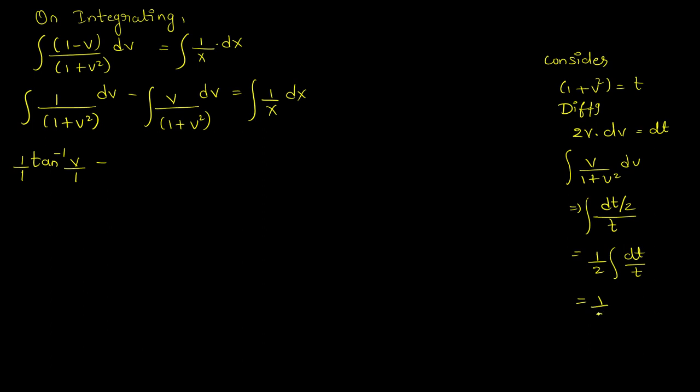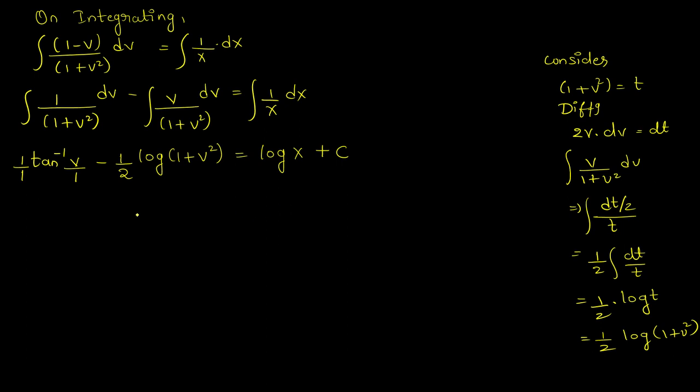So 1 over 2 as it is, integration of 1 over t will be log of t. So that is nothing but 1 over 2 log of t value, we know it is 1 plus v square. So therefore the integration of this term will be 1 over 2 log of 1 plus v square. That is equal to, again, integration of 1 over x is log of x. So whenever we have an indefinite integral, it's always required to add the constant of integration, that is c.